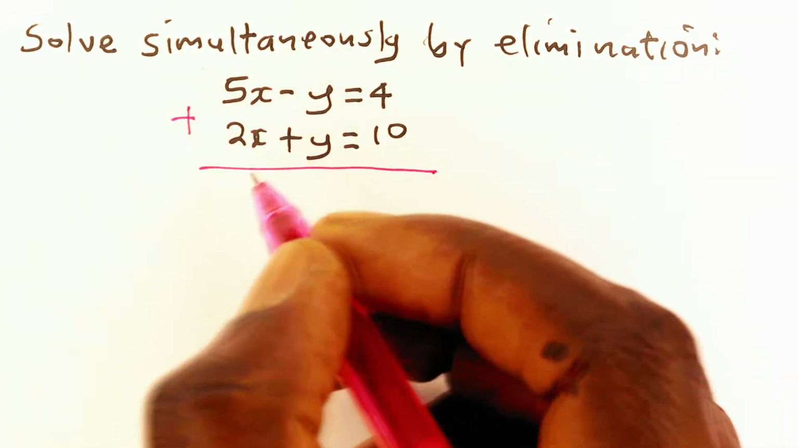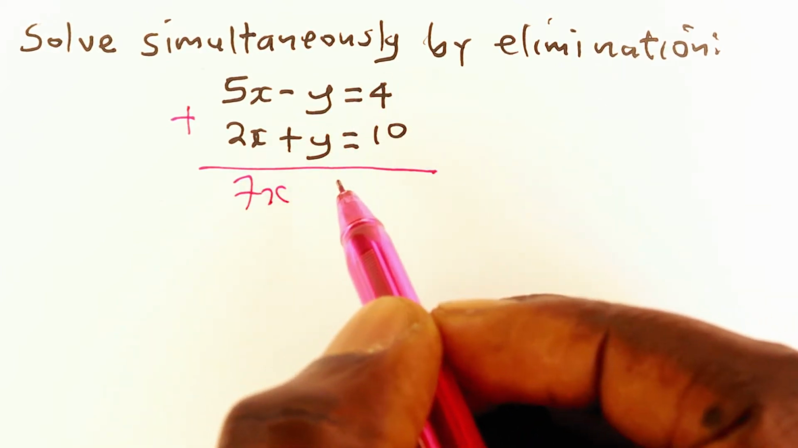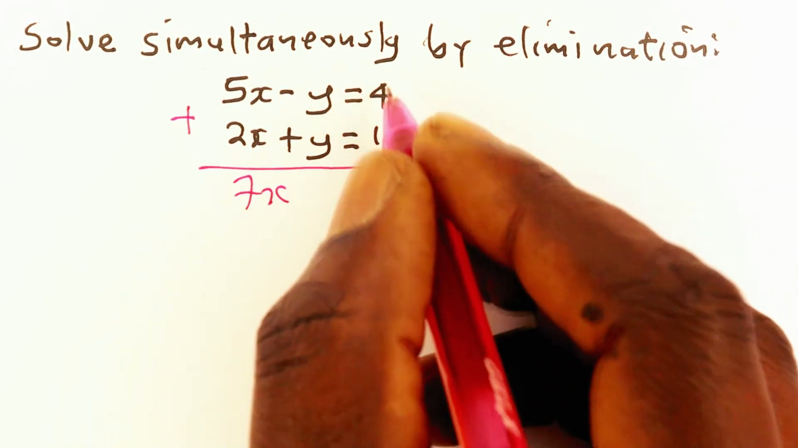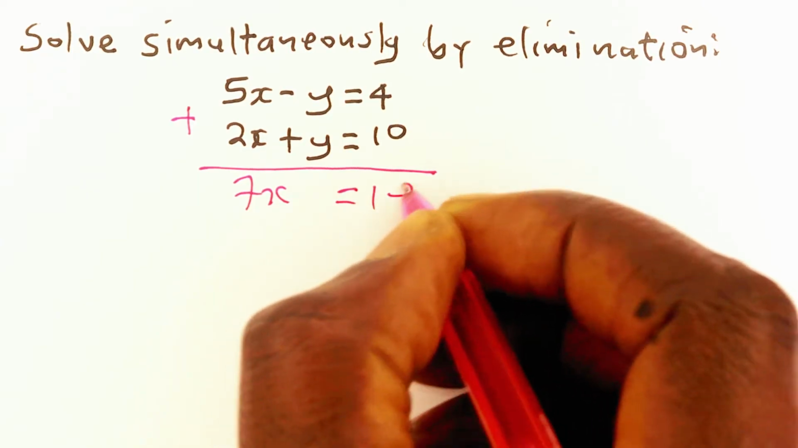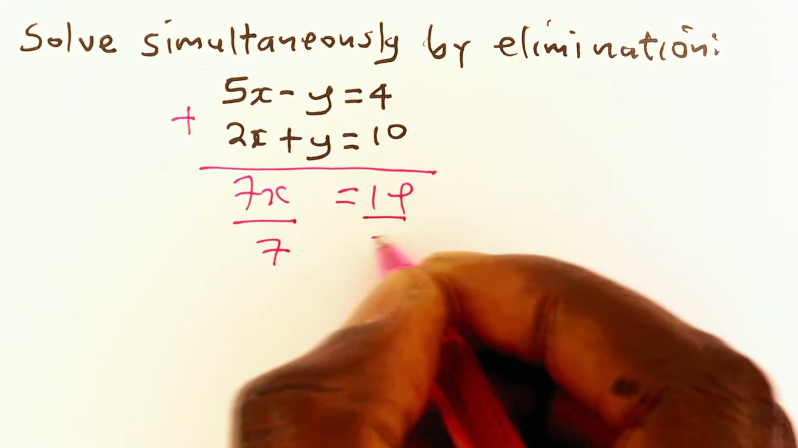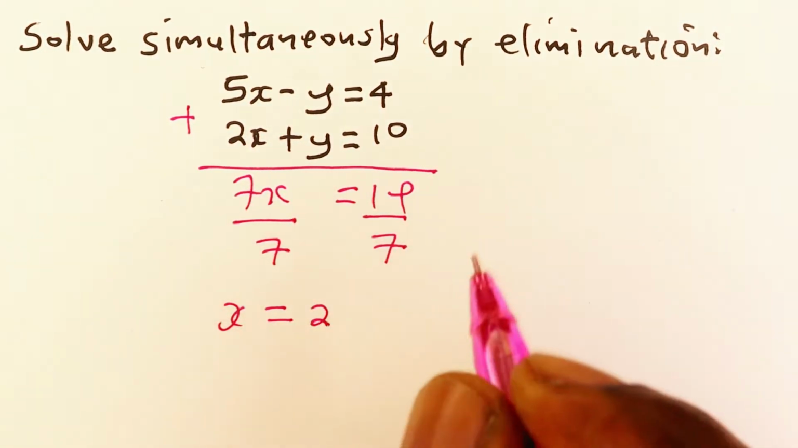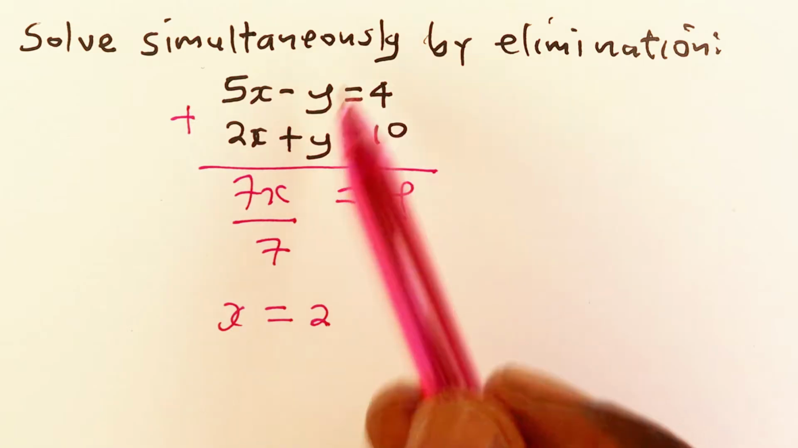We have 5x plus 2x, that is 7x, minus y plus y is equal to 0, and 4 plus 10 is equal to 14. So we just divide both sides by 7, and we get that x is equal to 2. So we have eliminated y and we have solved for x.